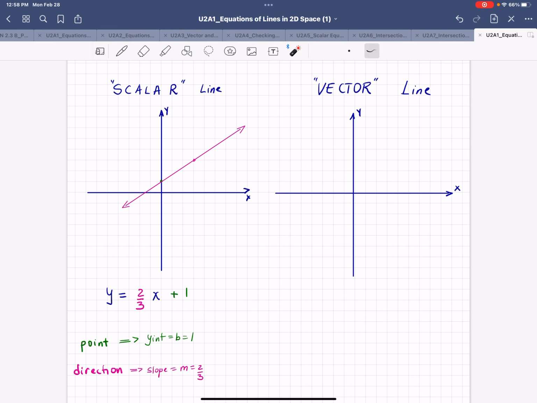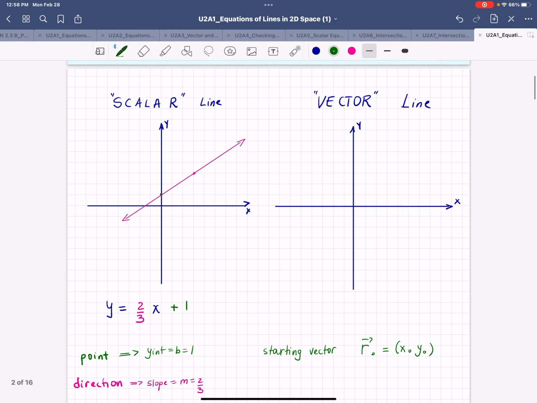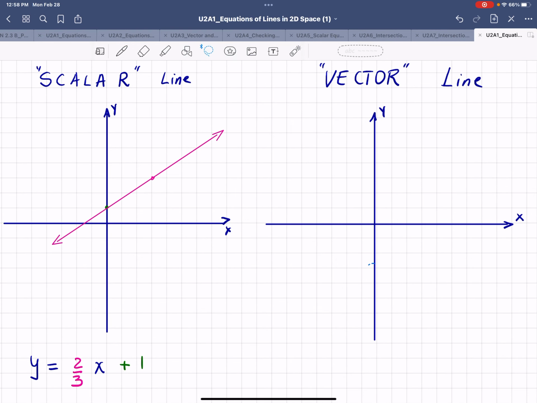In order to use vectors to draw a line, we're going to need a starting point. But in this case, since we're using vectors, we are going to call this a starting vector. The starting vector is some vector that we call r0 with coordinates x0, y0. So I'm going to draw a vector here that we are about to use as a starting vector. Let's make it nice and neat, and let's label it as well, vector r0.